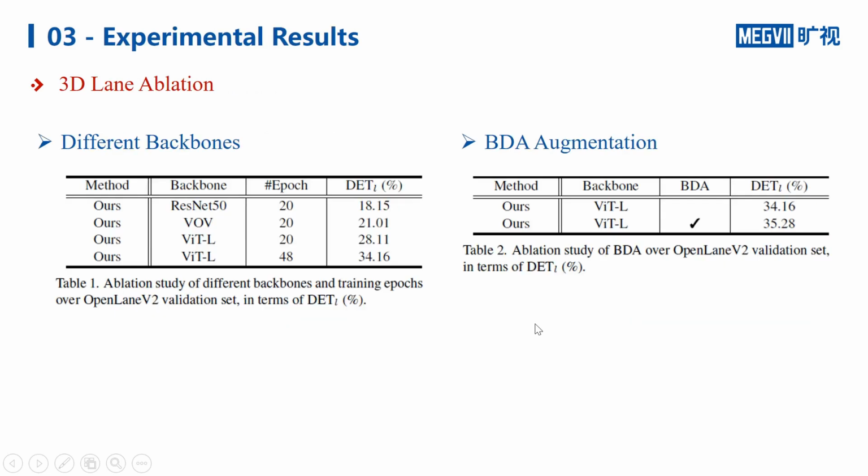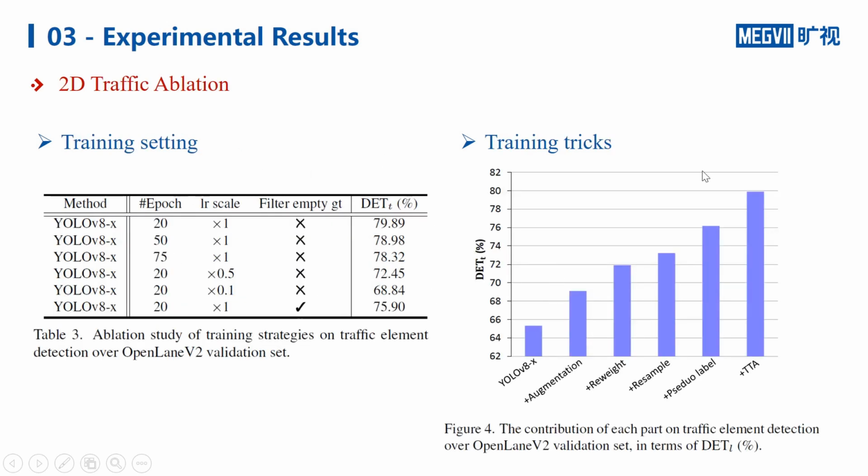Following are our ablation studies and detailed experimental results. Regarding 3D lane detection, progressively increasing the scale of the backbone results in a continuous improvement of the model's performance. Specifically, ViT-Large achieves a 10% improvement compared to ResNet-50. Moreover, extending the training duration yields an additional 6% enhancement, while employing BDA augmentation contributes a 1% increase. Here is the ablation study for traffic.